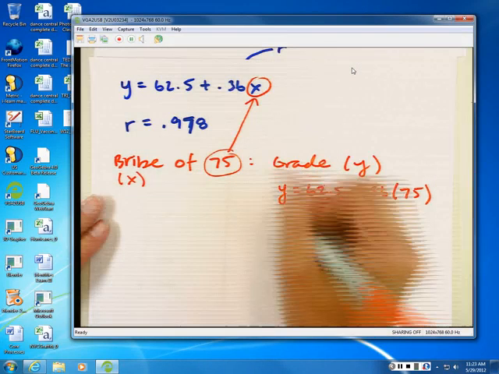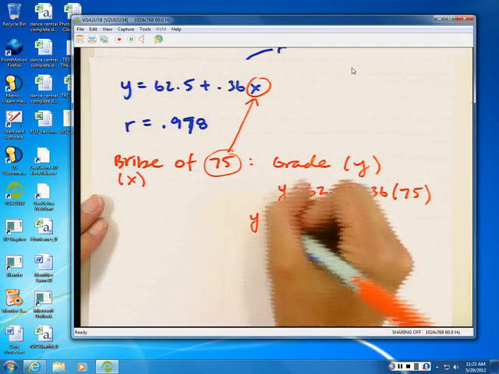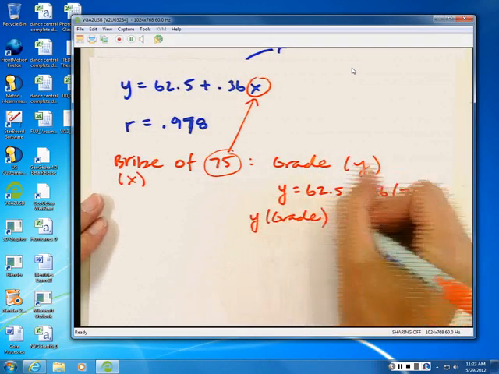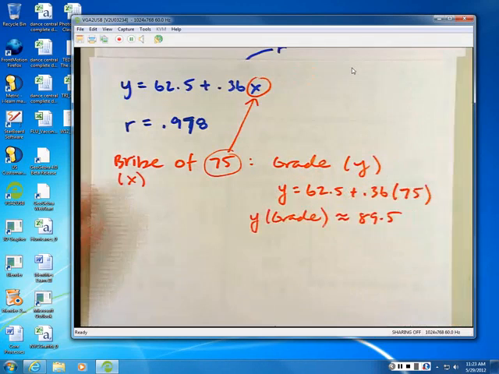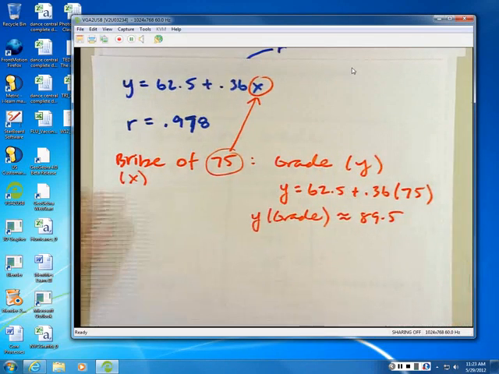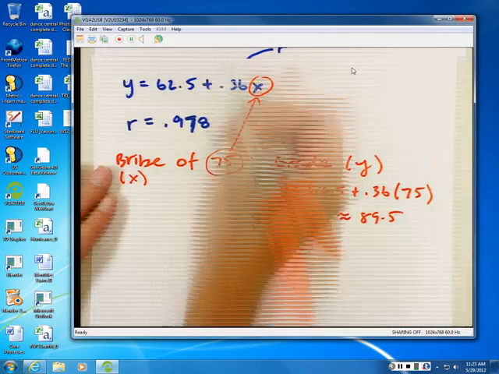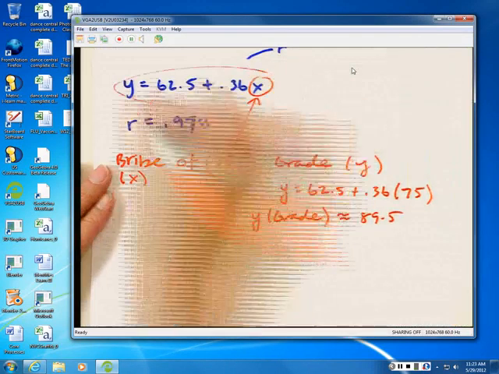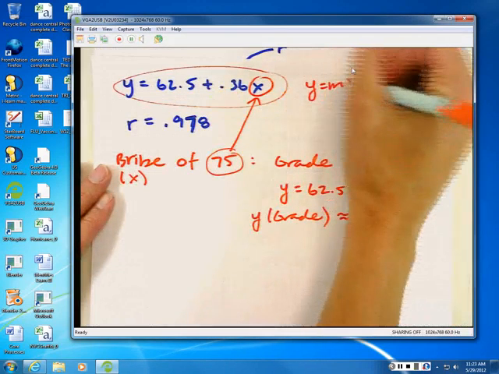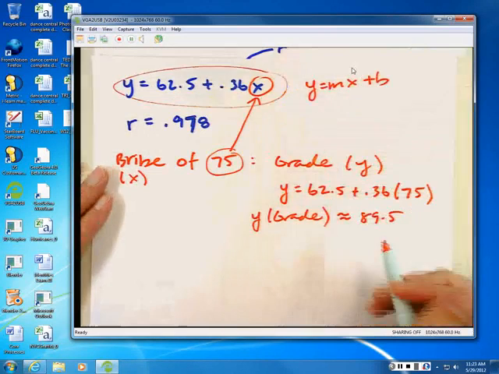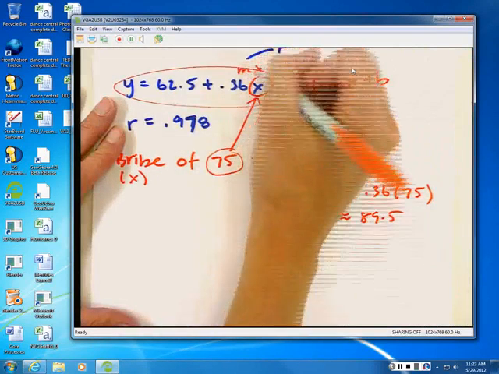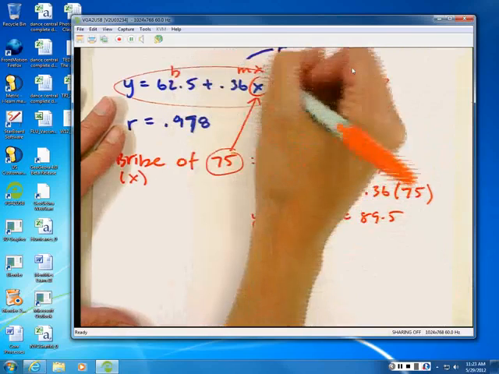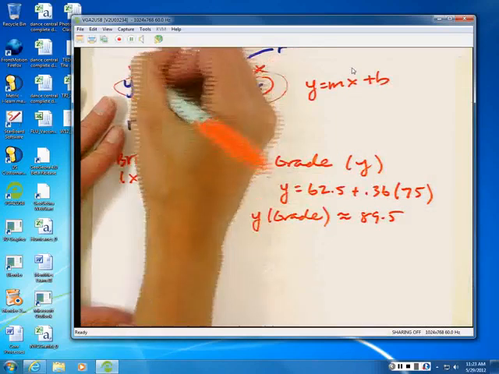89.5, which is exactly what I got. So y, which is my grade, is about 89.5. That's not bad for a $75 bribe. Okay, so this is the equation of the line. If you're thinking y equals mx plus b from your algebra days, this is it. This is mx, though. This is b. It's just written backwards. And then there's your y equals, so it's all there.